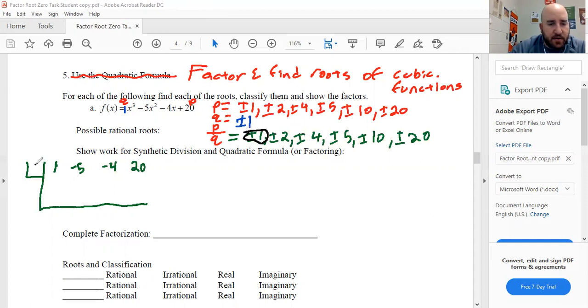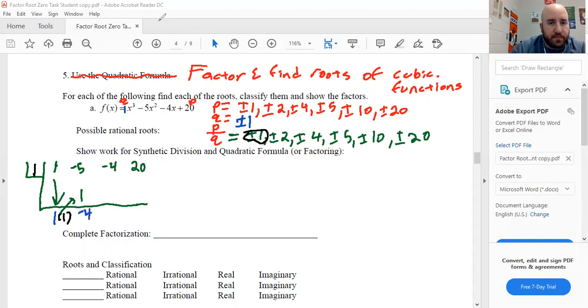So I'm going to start with +1. I'm going to go a little slower on this video, and then on the next video, I'm going to pick it up. So I drop this one, and it's going to come down here. Now I'm going to do 1 times the black one in the box and move it over. 1 times 1 is 1. All right. -5 plus 1 is -4.